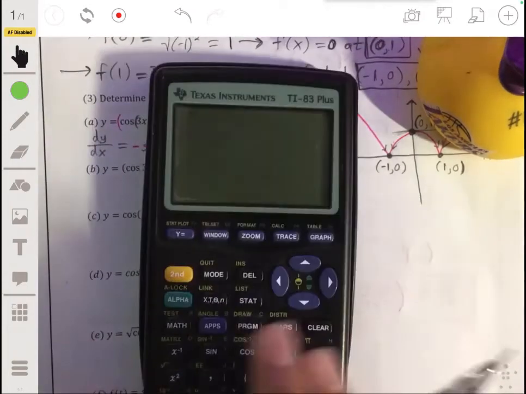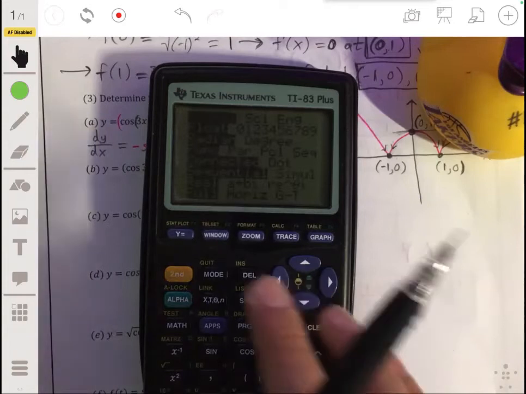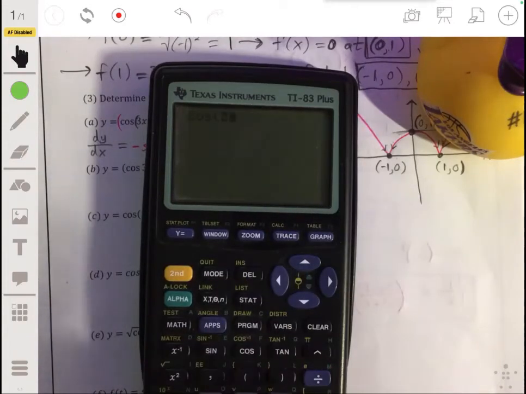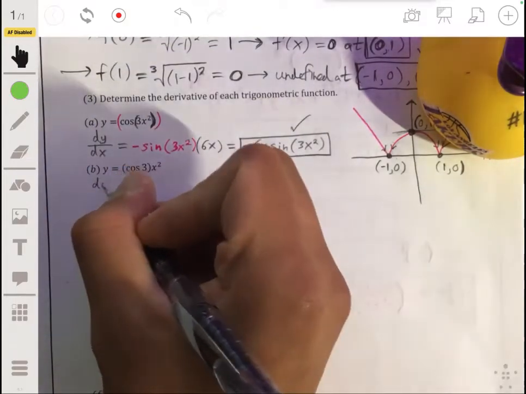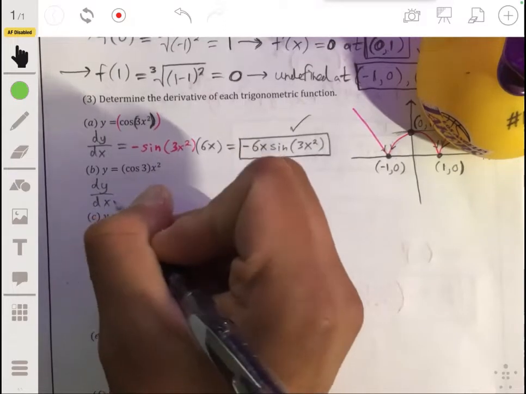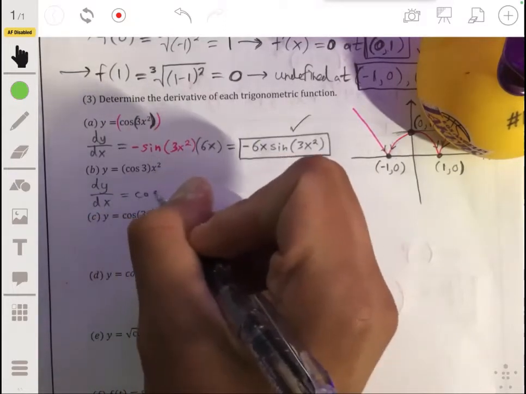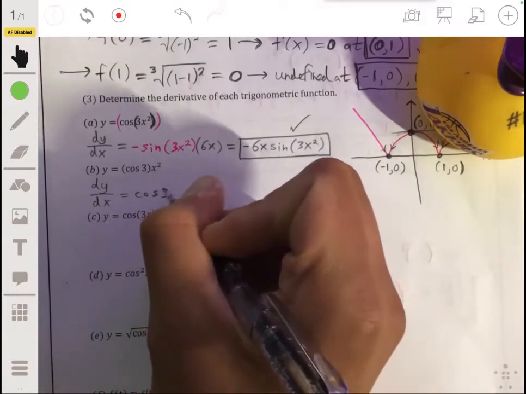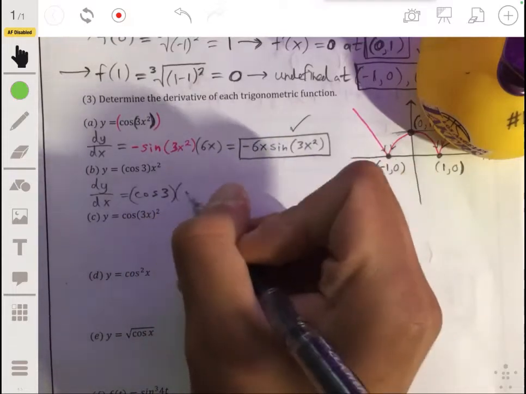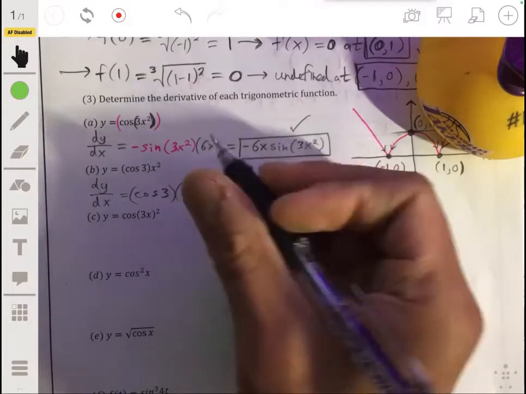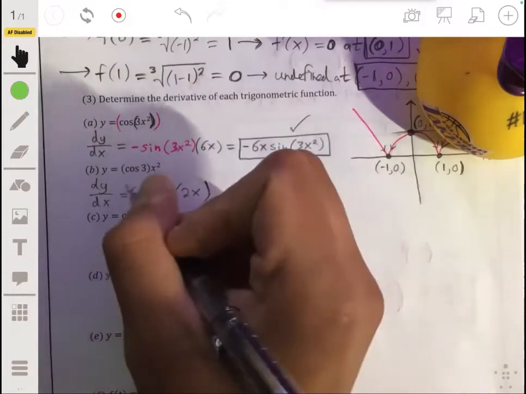And let me just show you my calculator. Let me make sure the mode is right. Yeah. So if I take the cosine of 3, it'll just give me some decimal number. See? So it's just a constant. So the derivative of y with respect to x will be equal to the cosine of 3 multiplied by the derivative of x squared, which will just be 2x. And so that'll be your answer.